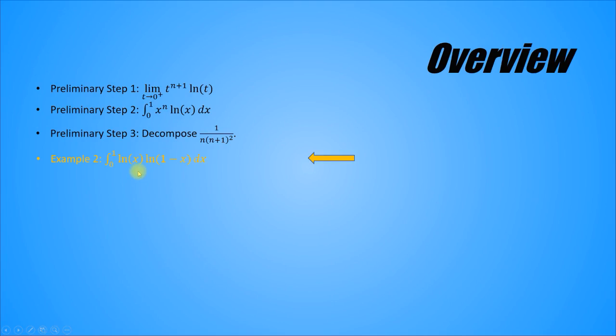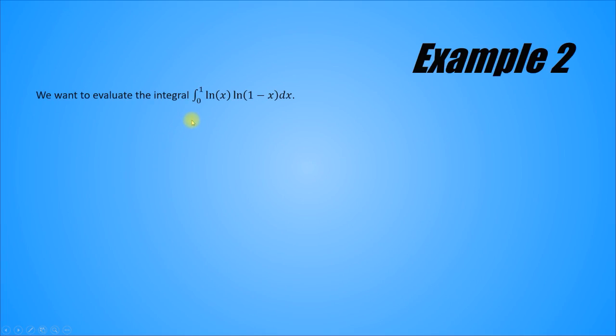Okay, on to the main enchilada. This is the integral that I want to show you using power series as an integration technique. So here it is, the integral from 0 to 1 of the ln of x times the ln of 1 minus x dx. Straight away, we'll bust out the Maclaurin series for the ln of 1 minus x, and that is negative sum from 1 to infinity x to the n over n.